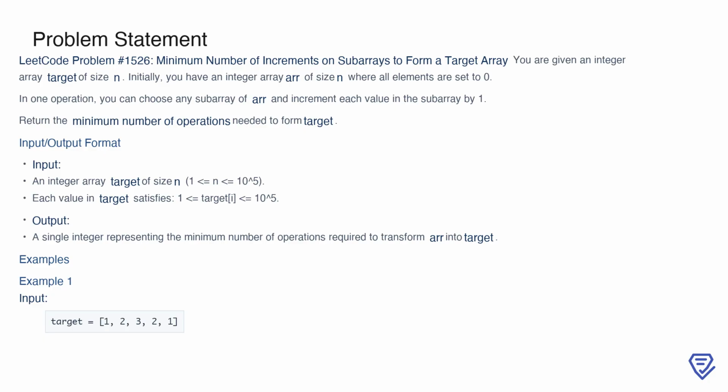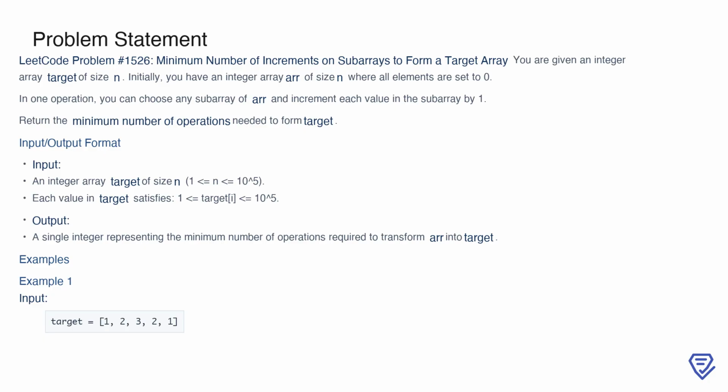Initially, ARR is an array of zeros with the same size as the target array. An operation allows us to select any contiguous subarray of ARR and increment all the elements in that subarray by 1. The goal is to determine the minimum number of such operations required to make ARR identical to the target array. The input consists of an integer array called target with a size between 1 and 10 to the power of 5, and each element in target lies between 1 and 10 to the power of 5. The output is a single integer representing the minimum number of operations needed.